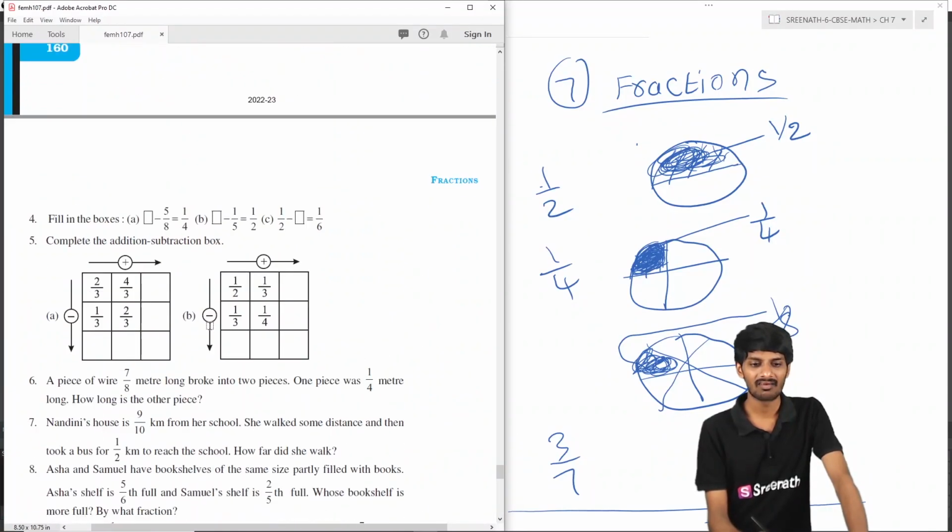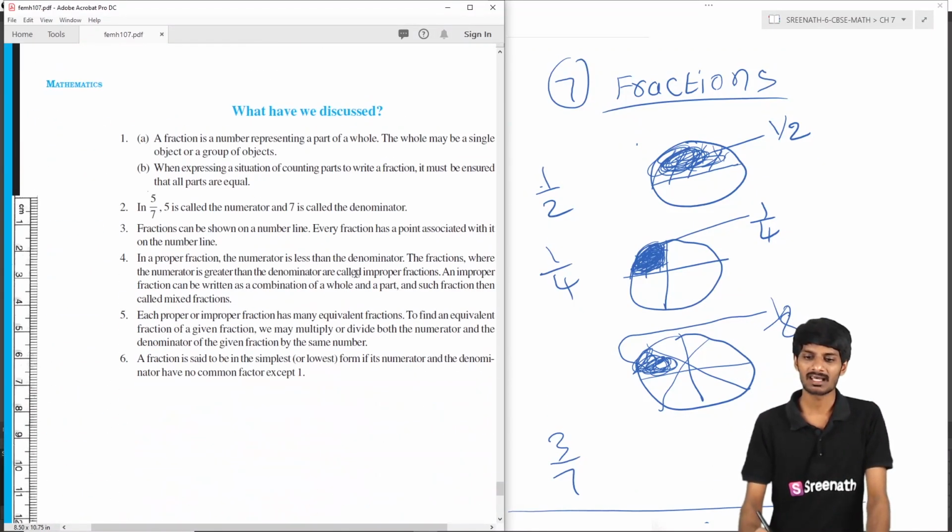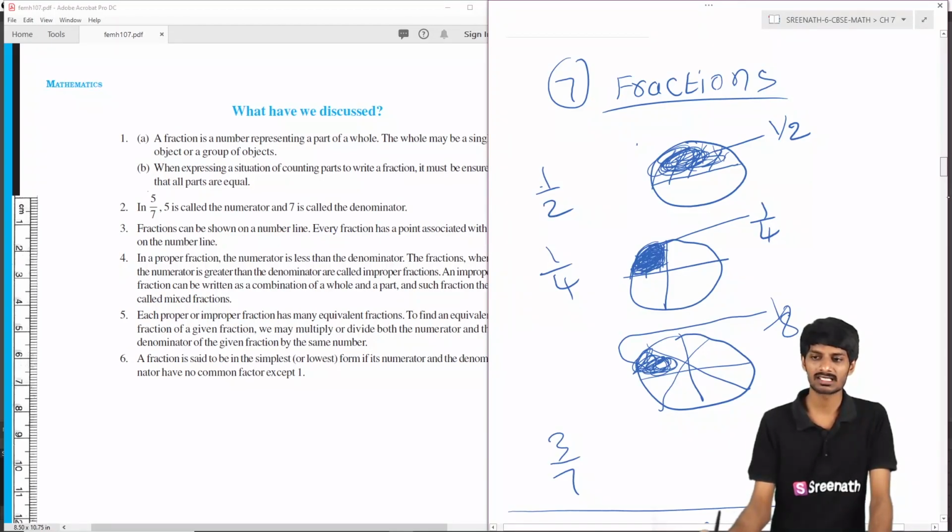So finally our chapter is completed, students. Our summary is also completed. We have discussed the whole chapter and the whole summary, students.